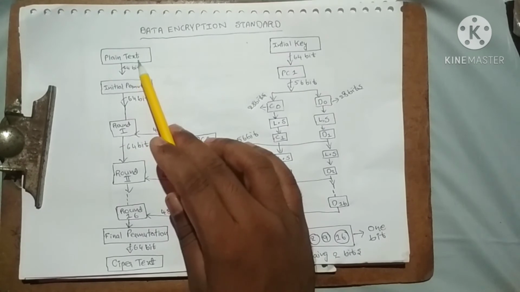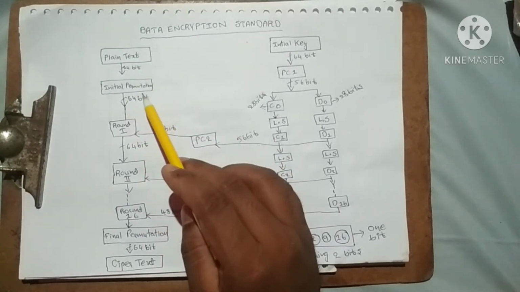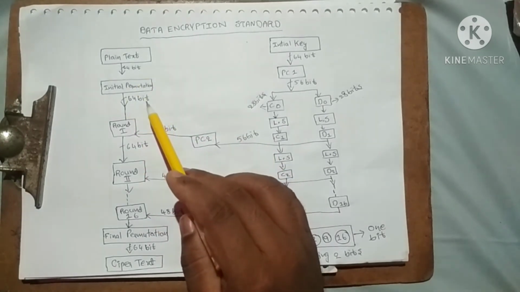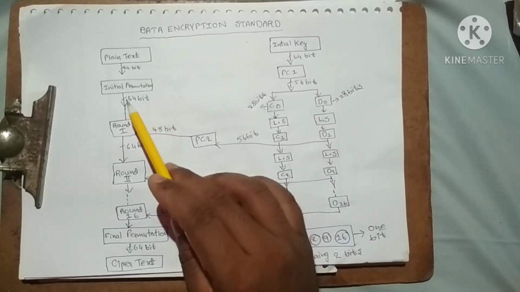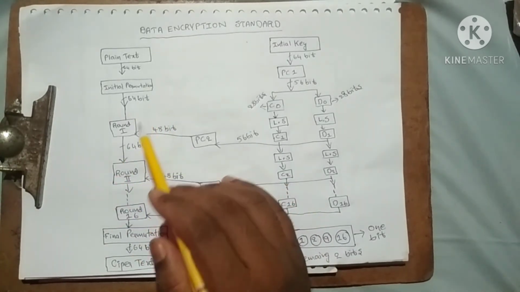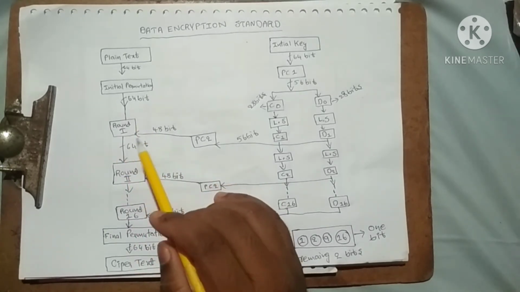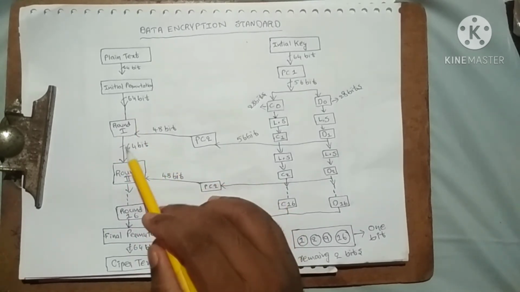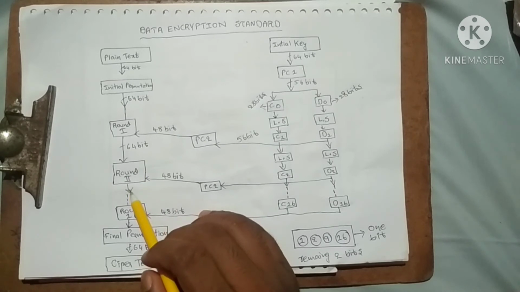Here the 64 bit plain text is given to the initial permutation, which rearranges the bit order, and that is given to round 1. So round 1 takes the 48 bit key and the 64 bit plain text. After round 1, the output is given to round 2.